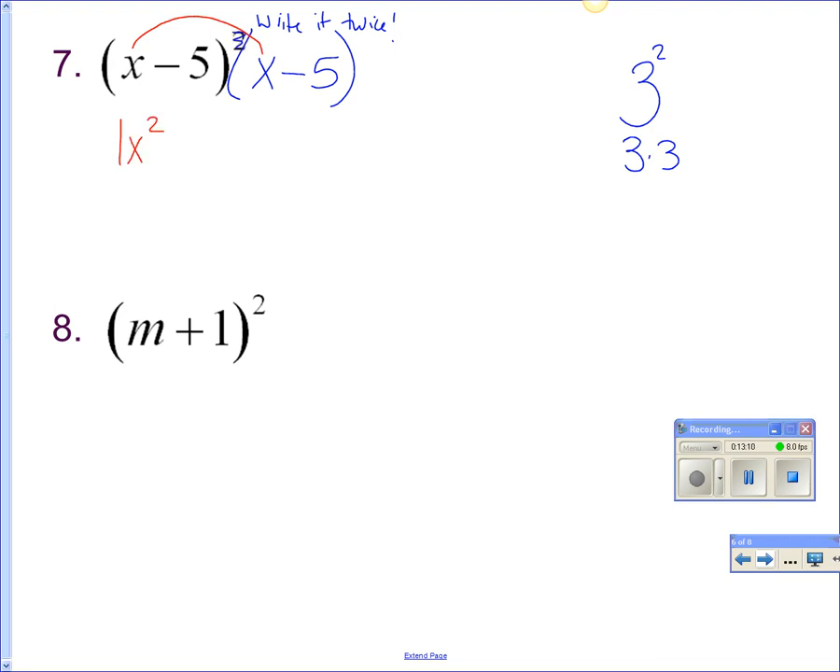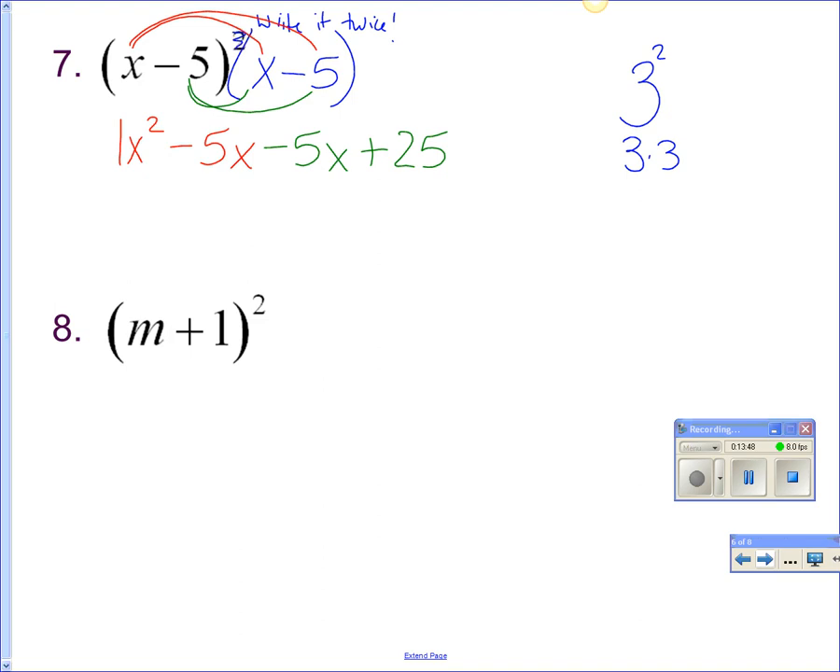Zaria, what do I do next? x times what? Negative 5, which is negative 5x. Chuck, what do I do next? All right, so what do I multiply? Good, which gives me negative 5x. And Gracie, what else? So Gracie, a negative times a negative is a, and 5 times 5? Very good. Okay. All right, guys, you need to be very careful on this one.